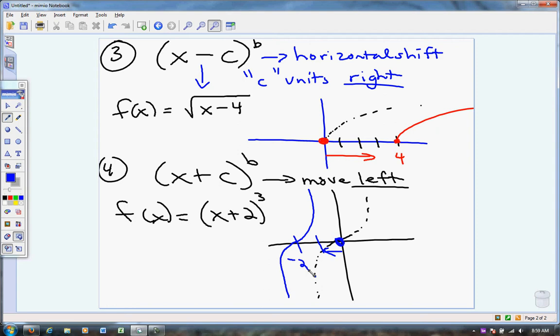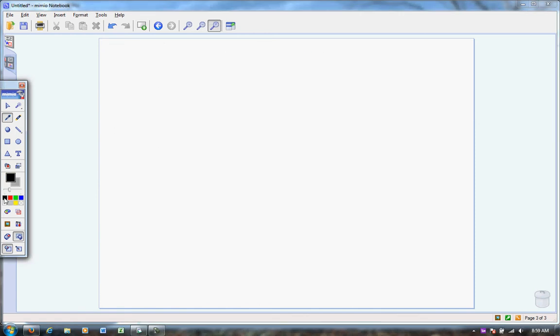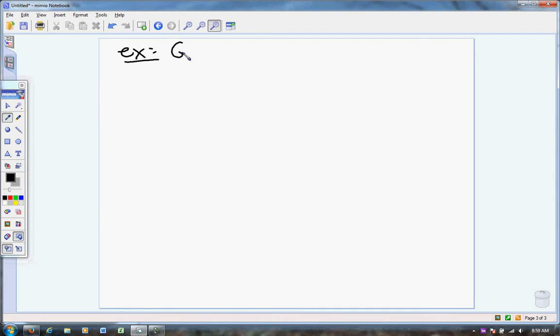So these rules are true for all of these common functions that have a power. We're not going to apply them to linears, though, because linears have their own way of being moved around. So let's do a couple quick examples. Let's graph without the TI-84.